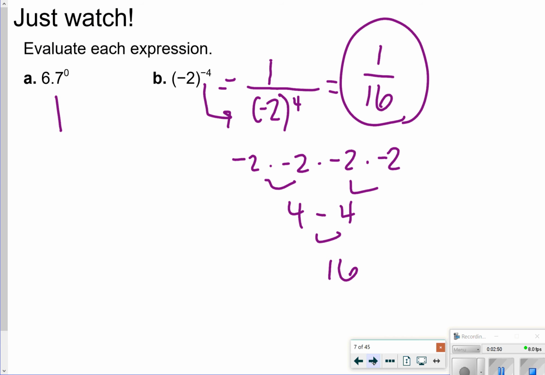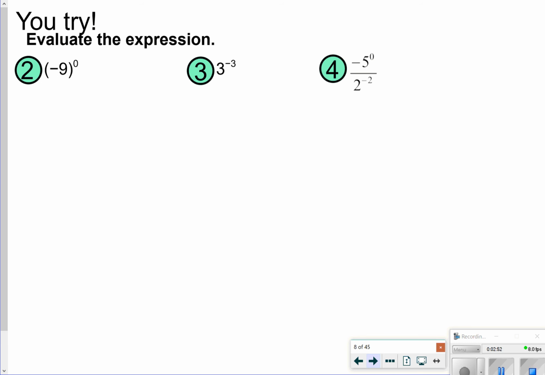Okay? So the next few we're going to look at, numbers 2, 3, and 4. You're just going to try that very similar to what I just did. Number 4 is kind of like a hybrid of both the 0 exponents and the negative exponents. So just try your best on those. I'm going to give you time to pause the video now so you can try it on your own. And once you're done, click play.